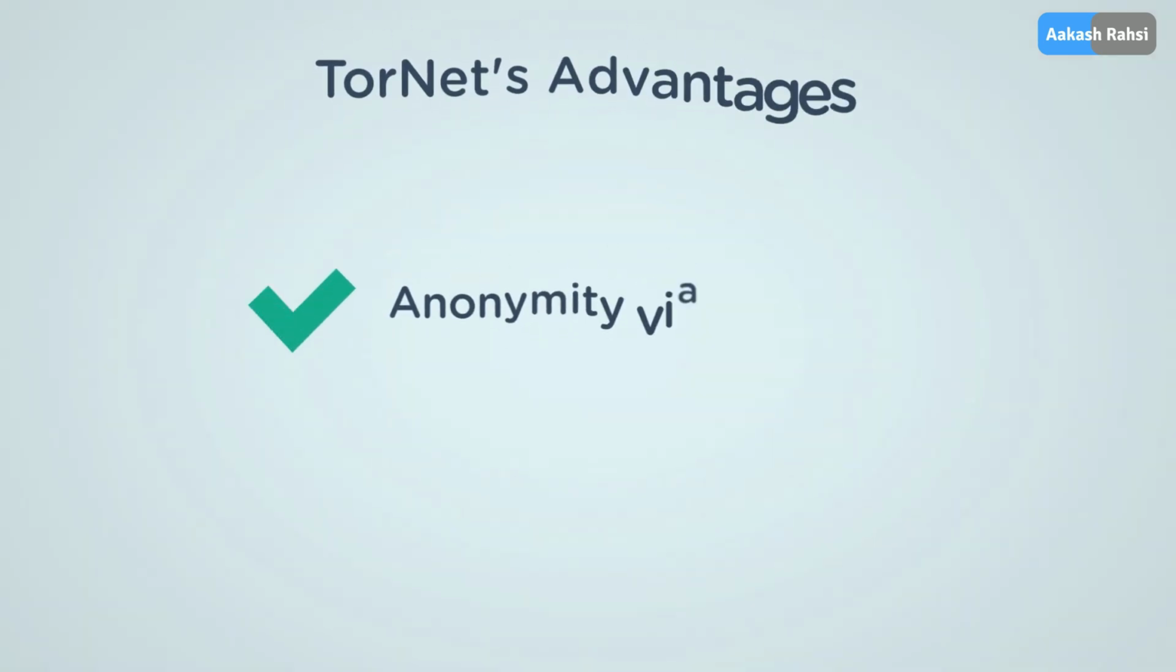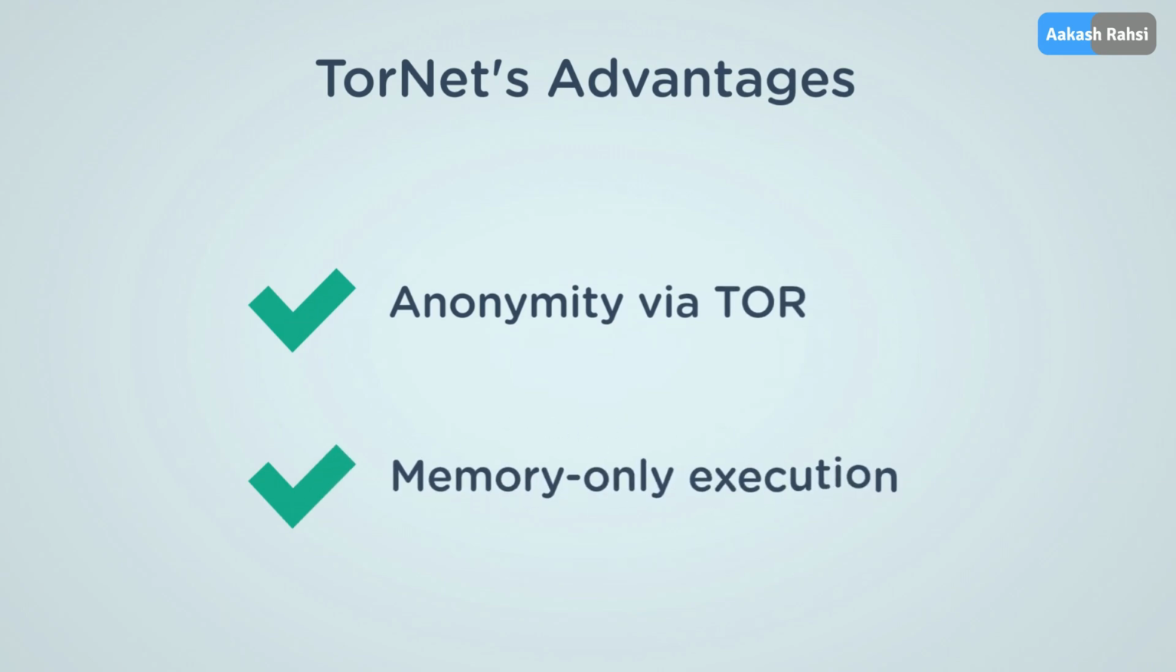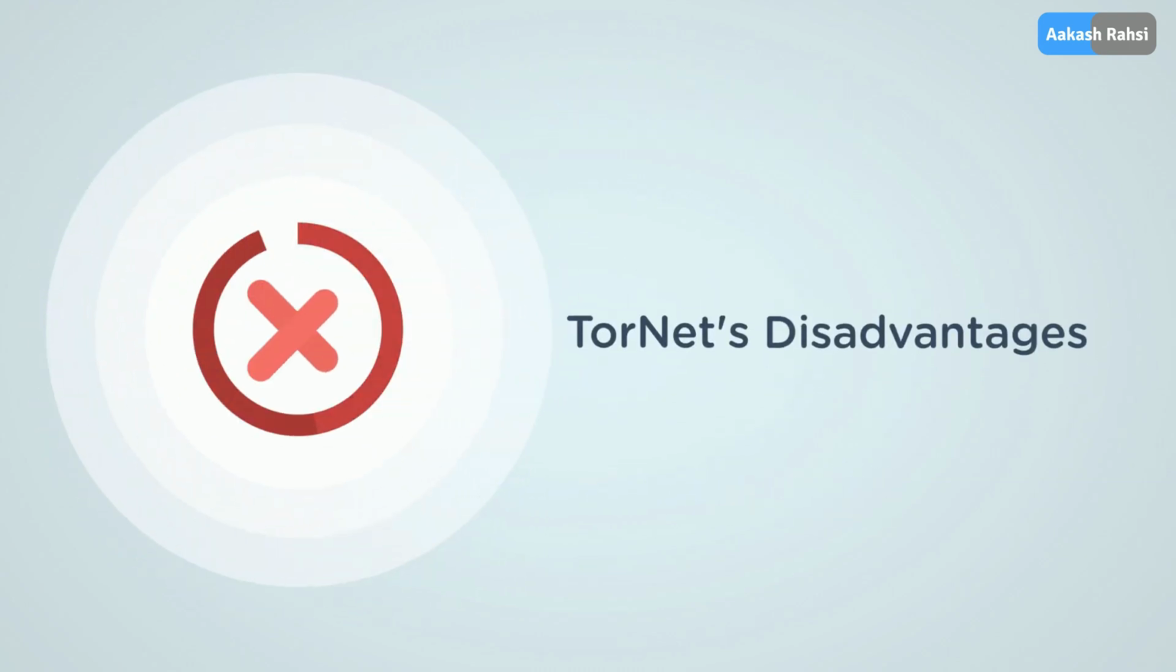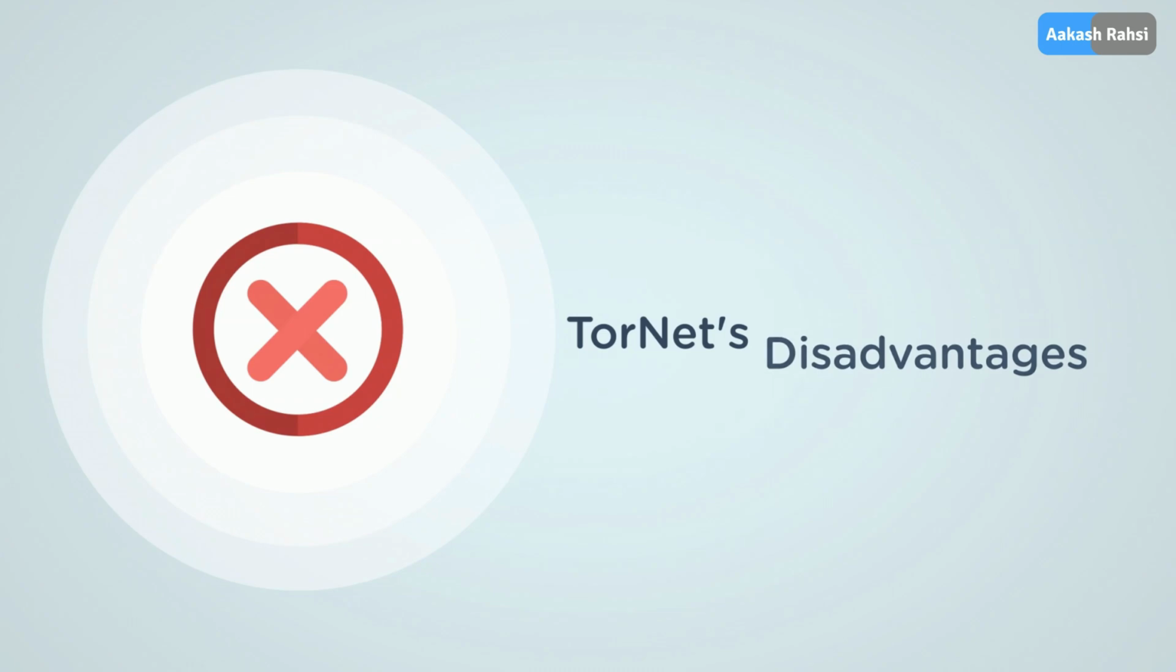It has advantages like anonymity and memory-only execution, but is also resource-intensive and dependent on Tor. Potential disadvantages include resource drain and detectable registry footprints that can reveal its presence.